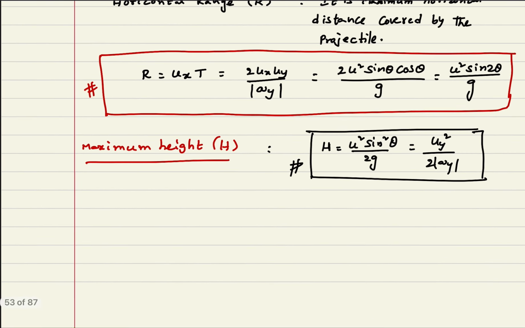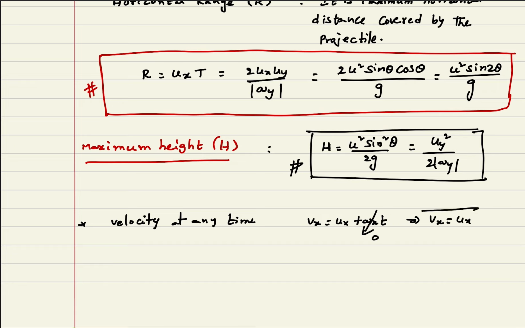If you want to calculate any other relations like velocity at any time t, you can use the relation Vx is equal to ux plus ax into t. As ax value is 0, we can write it as Vx is equal to always ux only. So you can say that along horizontal direction, velocity is constant.